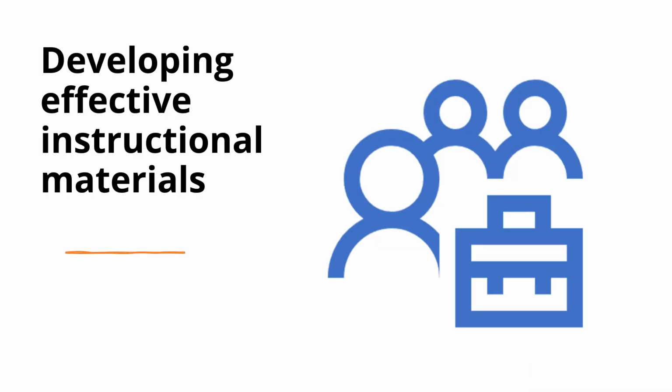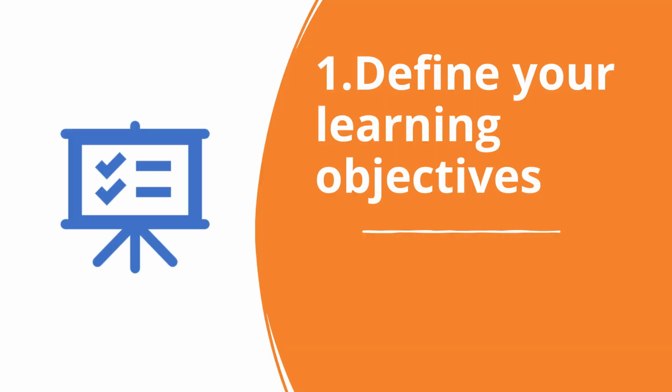In the next part of the module, we will discuss how to develop effective instructional materials. The first step in developing instructional materials is to define your learning objectives. What do you want your learners to achieve? What knowledge or skills do they need to acquire? Your learning objectives should be specific, measurable, achievable, relevant, and time-bound.